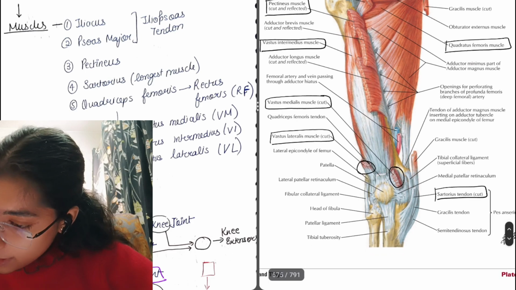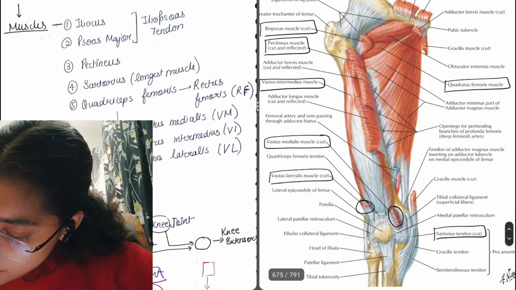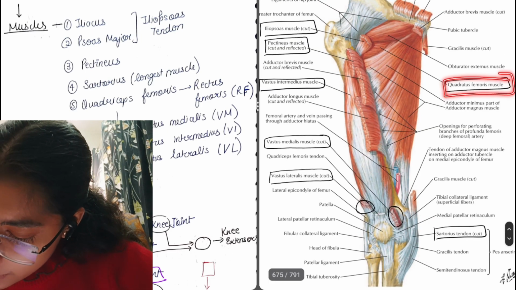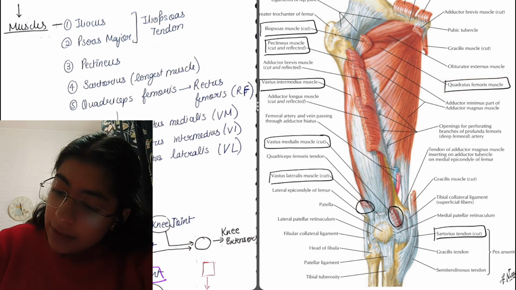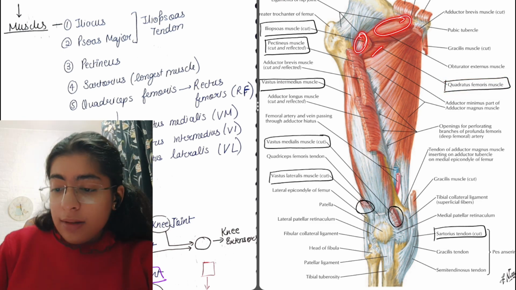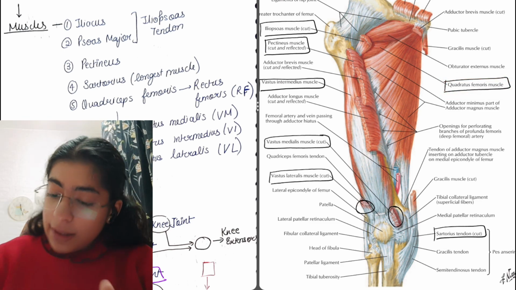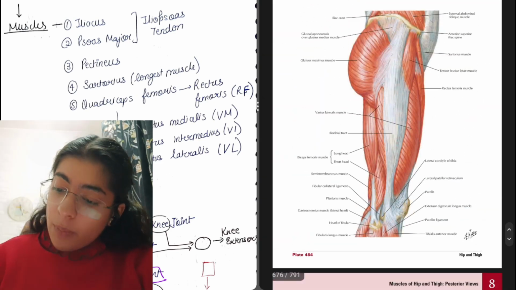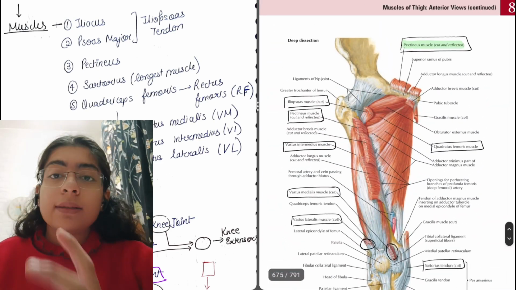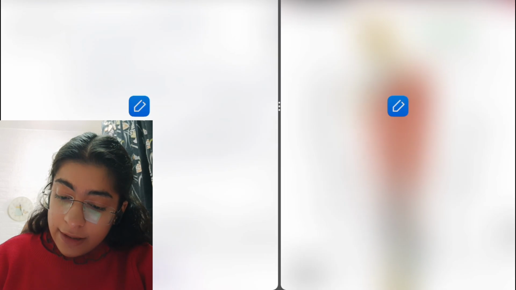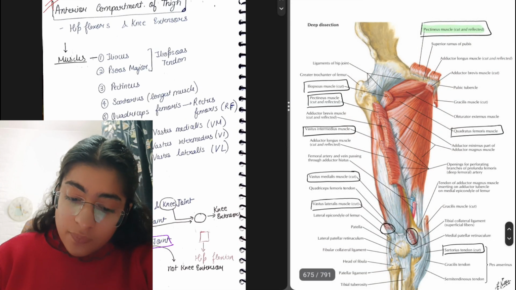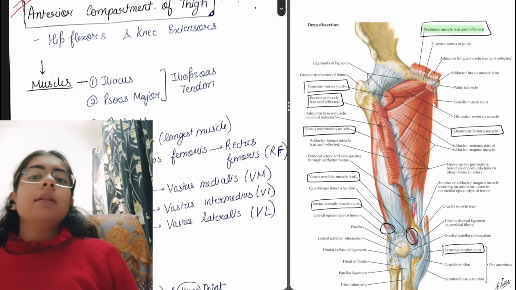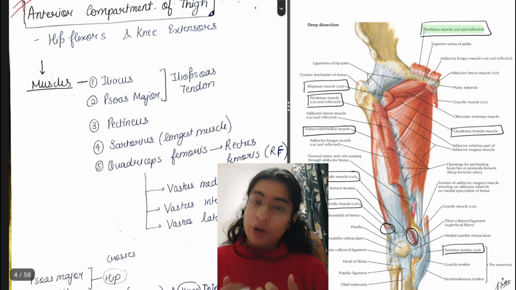Next, this is the sartorius tendon cut, and this muscle is the quadriceps femoris. This is iliopsoas, pectineus, and underneath it you can see the quadriceps femoris. So this was about basically the muscles. Now if I tell you that you just need to tell me which muscle is crossing what.